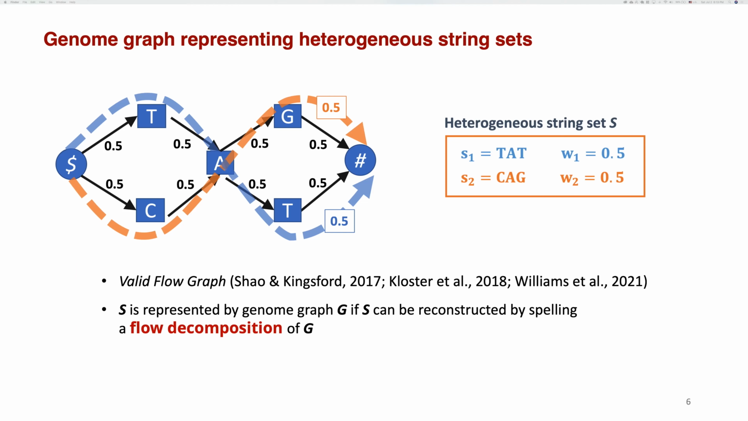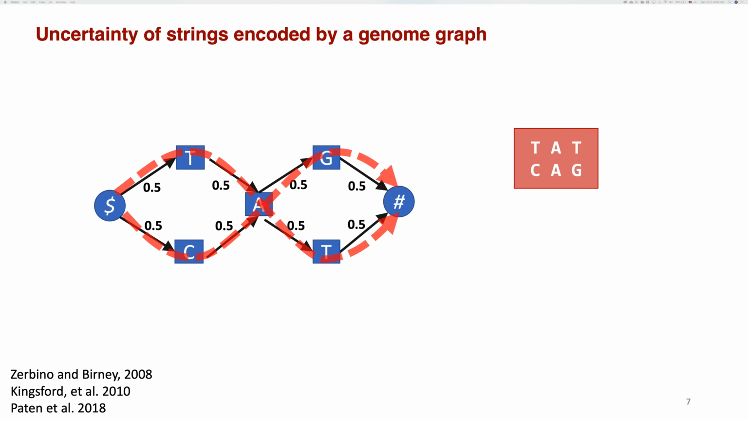In other words, if we can find a decomposition of G into paths such that each path can spell out one string from a heterogeneous string set with equal weight, we say that a genome graph can represent this heterogeneous string set. The previous definition creates a correspondence between a genome graph and a string set that it encodes.